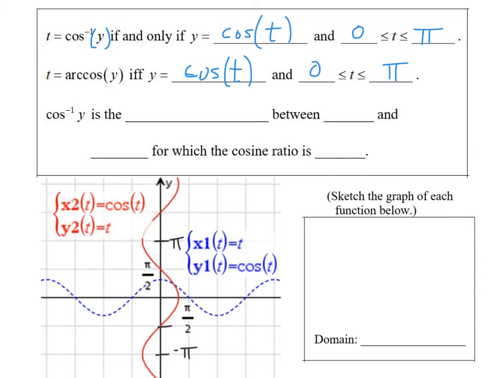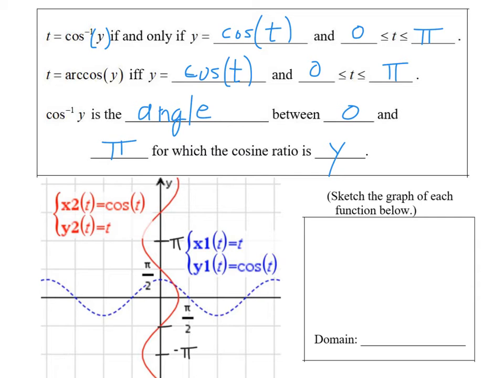All right, see if this is what you wrote. Does this make sense? That the inverse cosine of y is the angle. If you look at it, what did we say inverse cosine was equal to? It's equal to t, and t is the angle. So inverse cosine of y is the angle between 0 and pi for which the cosine ratio is y. That's right, the ratio is y. Isn't that what we have?